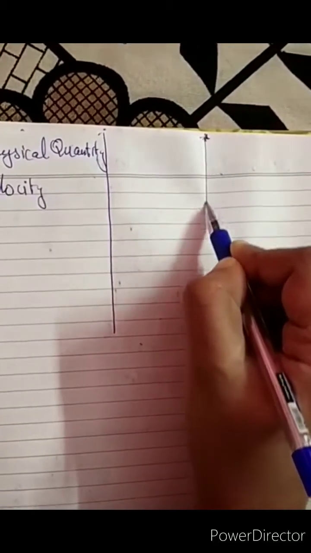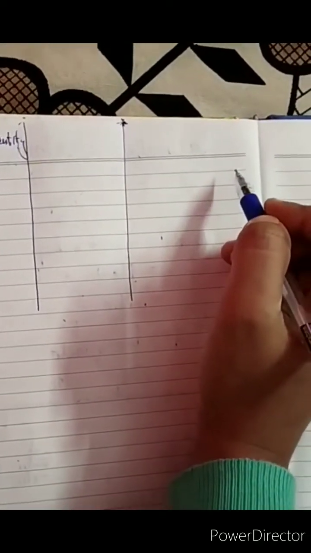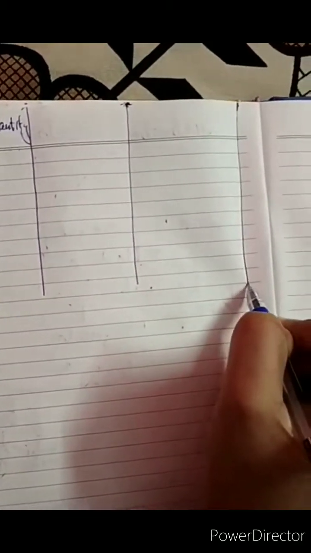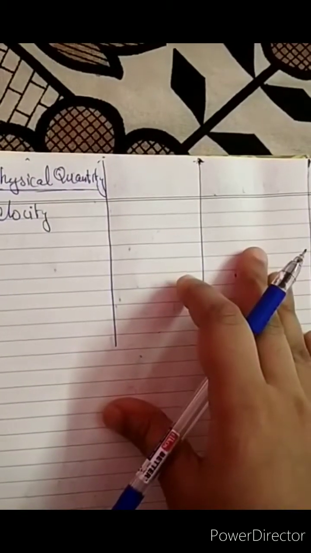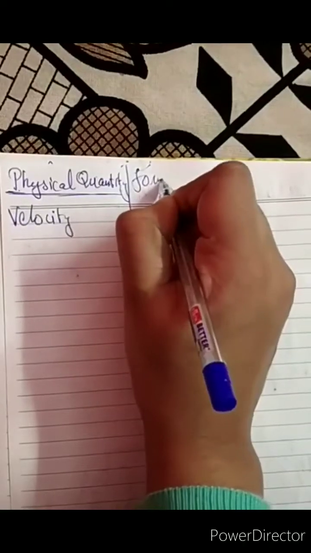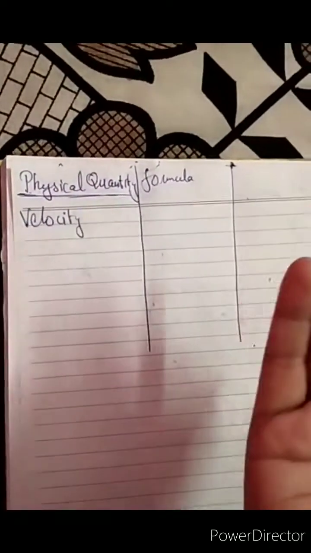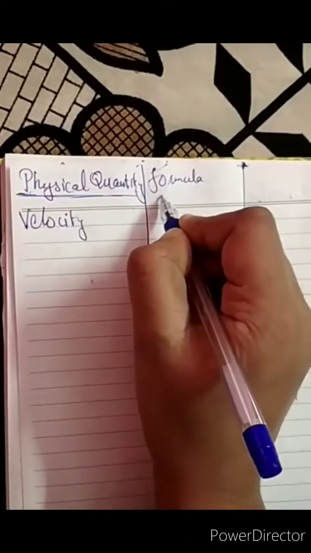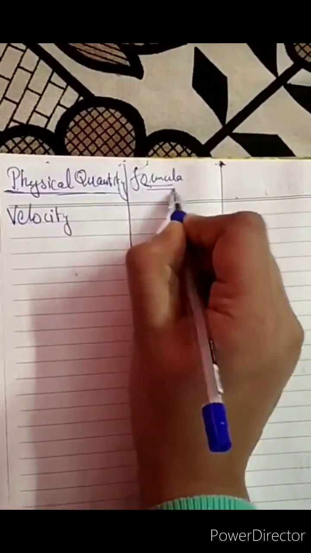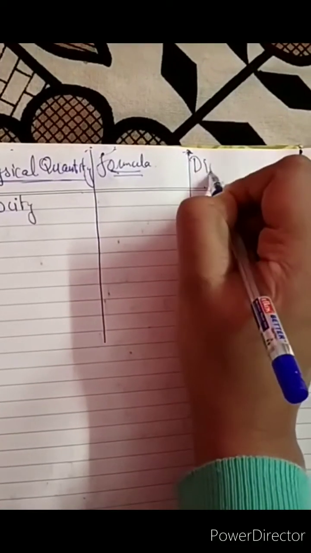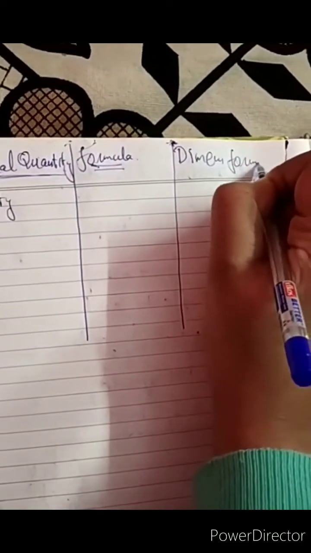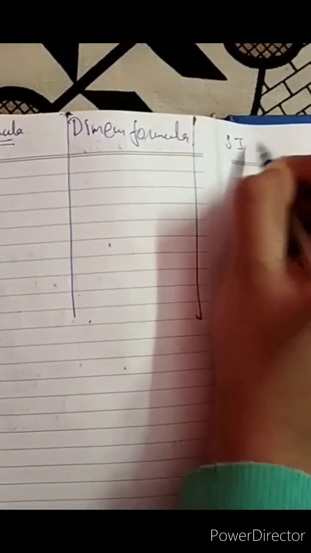Okay, fine. I just draw something so that you will get a better understanding of it. Fine. Physical quantity. Next is, let's say, the formula or relationship of velocity in terms of our base physical quantities, velocity's relation with our base quantities. So I just write formula over here, and then dimensional formula, and last is our SI unit.